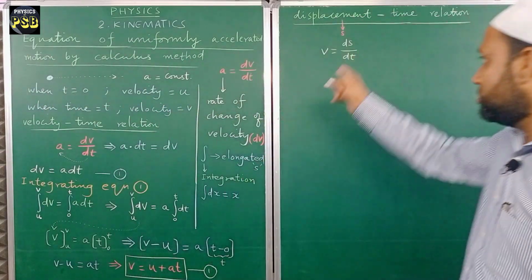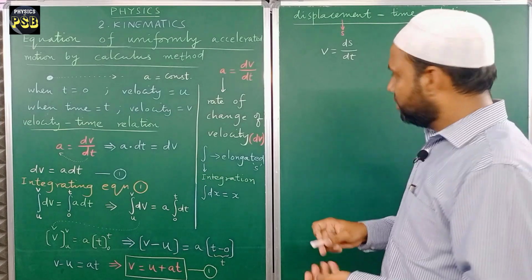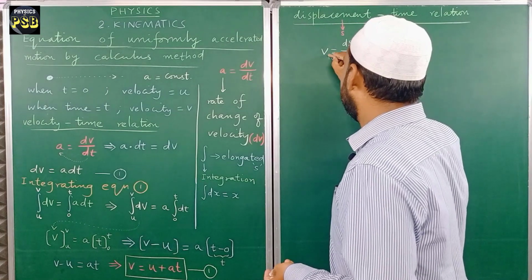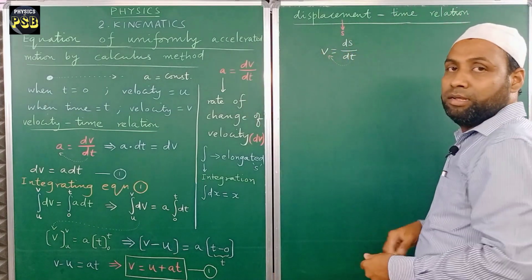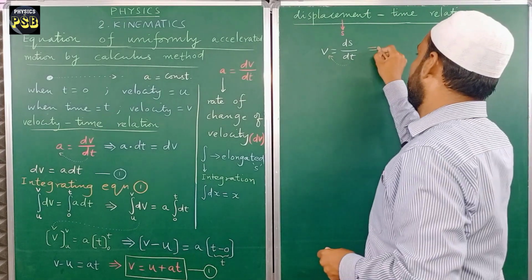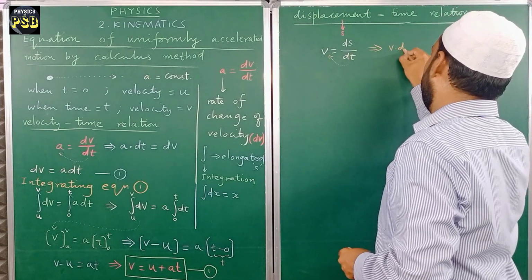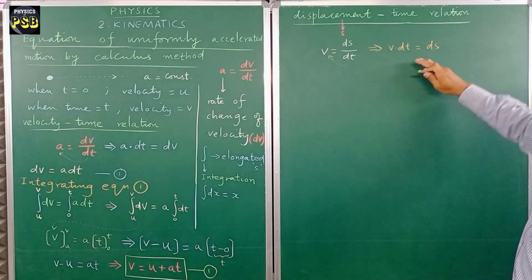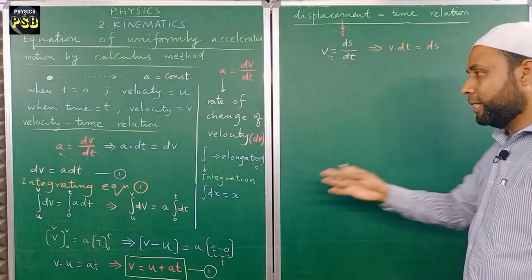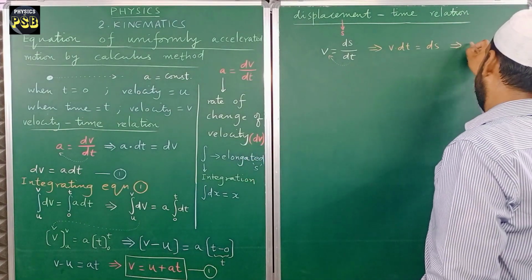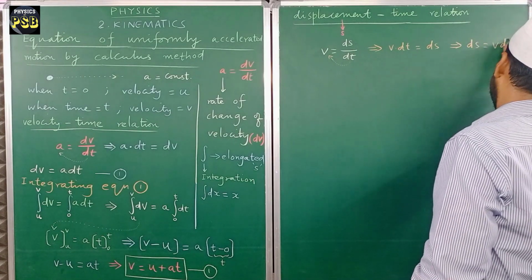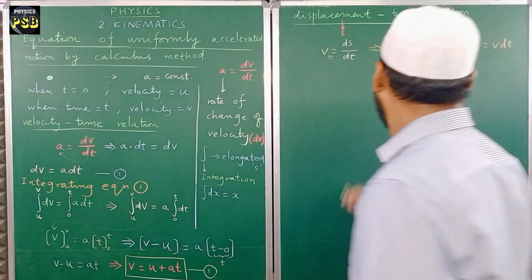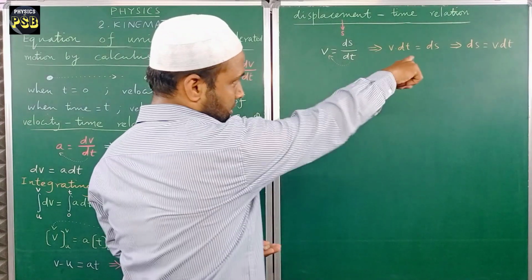Correct? Now I cross multiply this by following the same method. Now I am going to take dt to the other side, the left hand side. If I do so, it will multiply with v. So v multiplied with dt. On doing so, ds remains as such on the other side. Okay, then I rearrange it. That's ds equals v dt. By doing so, the value is not going to change. Clear? Then I am going to integrate this equation.